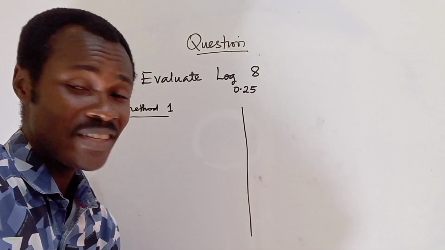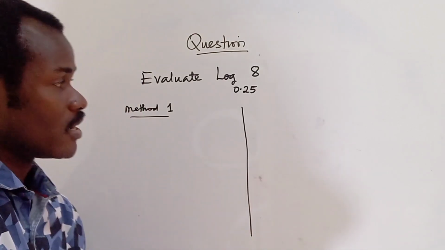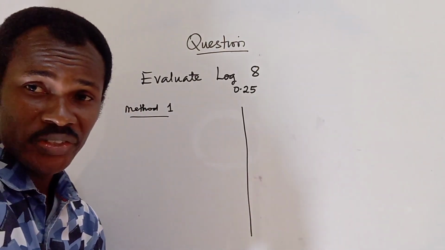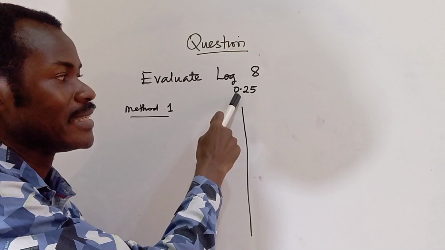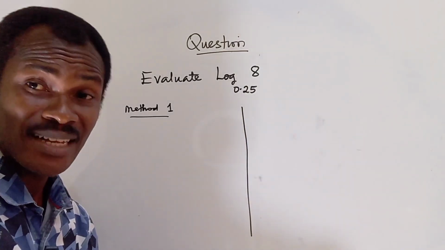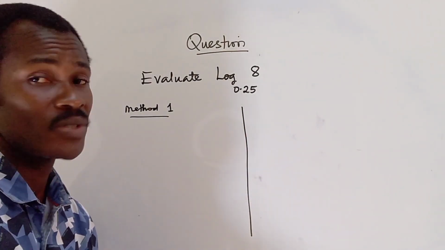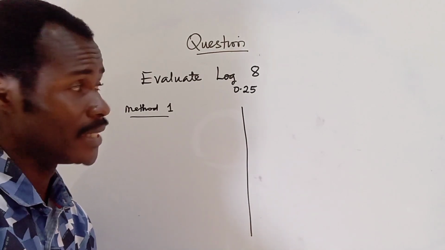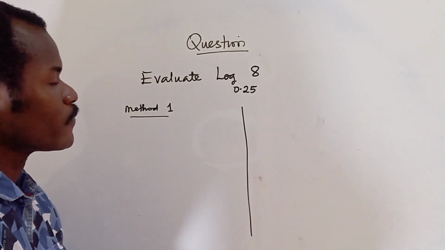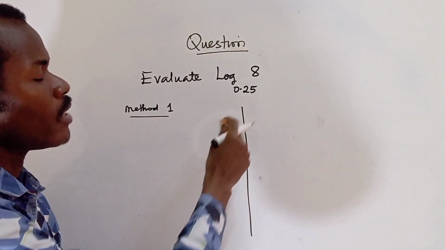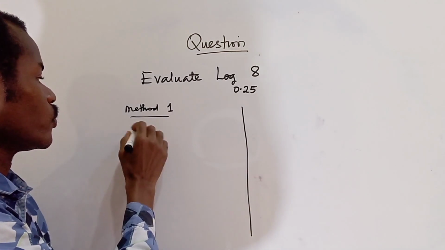Okay, so let's get right into today's question. It's a simple one on logarithm. It says we should evaluate log 8, base 0.25. There are two methods with which we can solve this. I'll quickly walk us through the two methods. So the first method is, now I have 0.25.